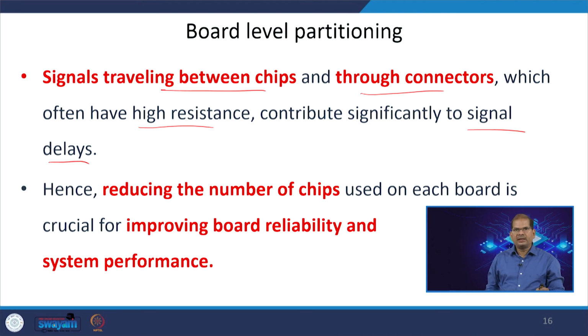So, the interconnect routing will also impact the speed of our design. The critical signals should be routed with proper care to reduce the overall signal delay inside the PCB. Hence, reducing the number of chips used on the board will improve the reliability and system performance. Whenever I choose the number of chips, if I have two functionalities, I should use a single chip with both functionalities compared to using two chips on the board.